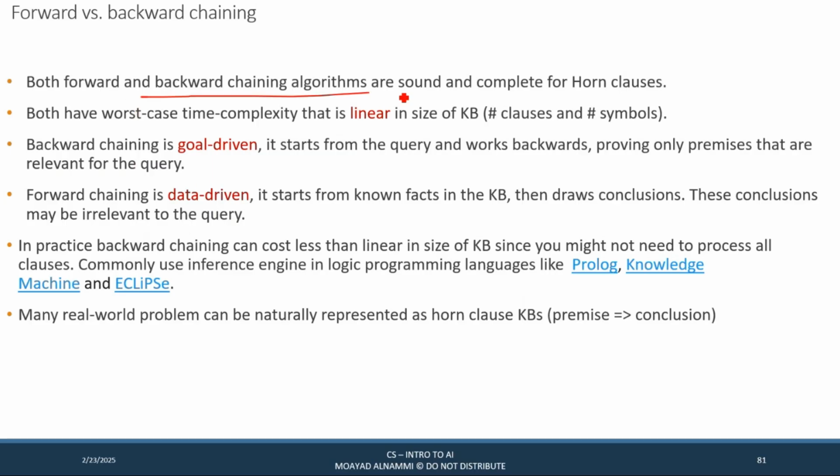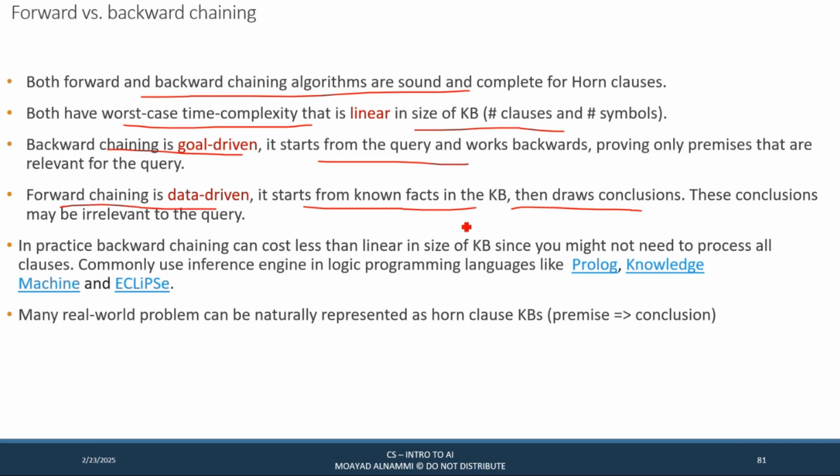So both forward and backward chaining are sound and complete for Horn clauses. Both have a worst case complexity that is linear in the size of the KB, which is the number of clauses and the number of symbols. Backward chaining is goal driven, starts from the query and works backwards from the query. Forward chaining is data driven. It starts from the known facts and then moves forward toward the goal.